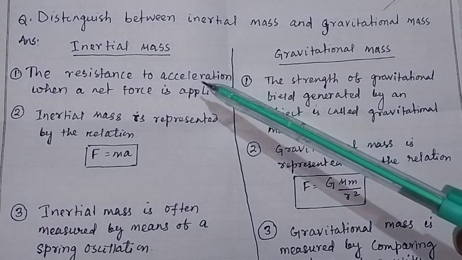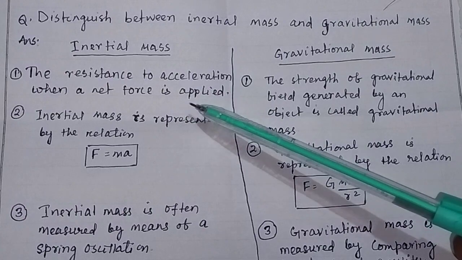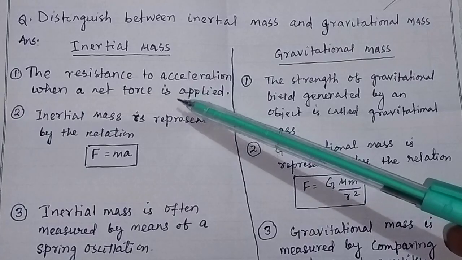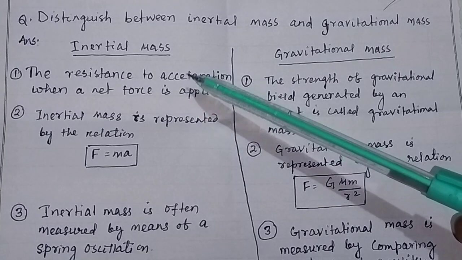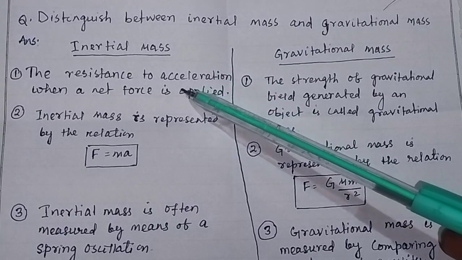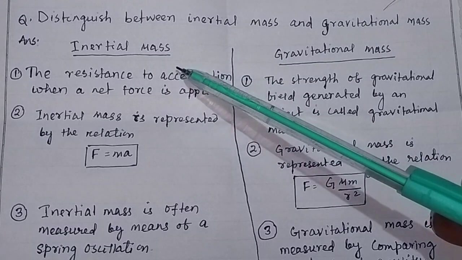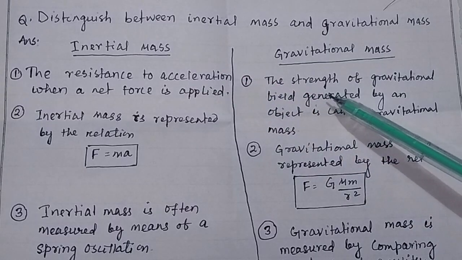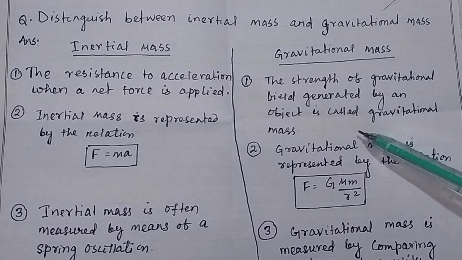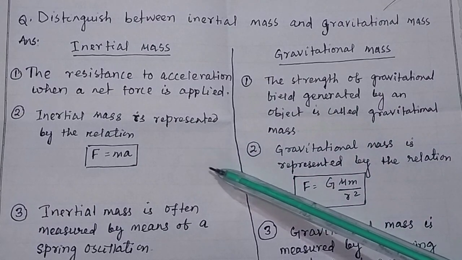So you write: inertial mass is the resistance to acceleration when a net force is applied. When a net force is applied on a body, the resistance offered to the acceleration of the body is called the inertial mass, and the strength of the gravitational field generated by an object is called the gravitational mass. And how do you mathematically represent inertial mass and gravitational mass?